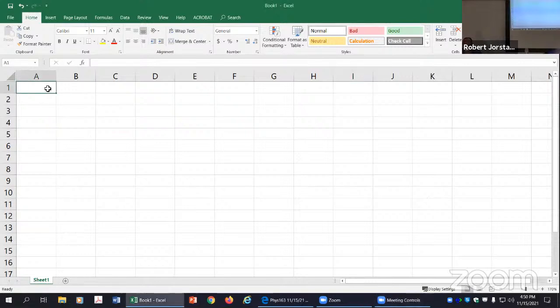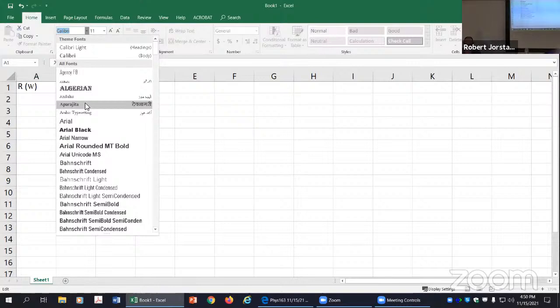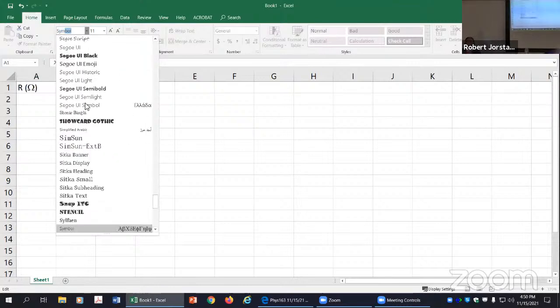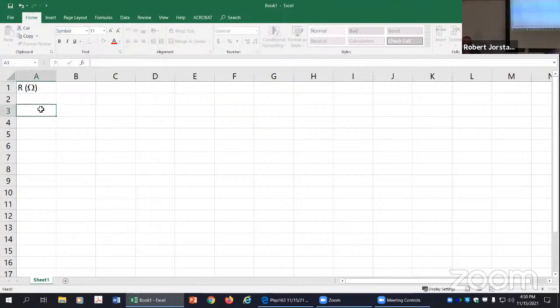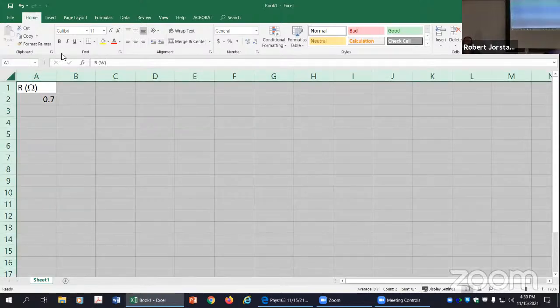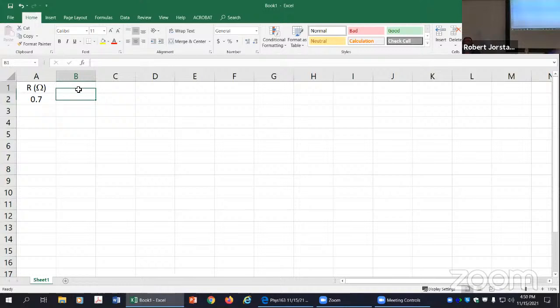All right, so let's start with something simple. Let's say we have a resistor in ohms. I'm not going to worry too much about italics, but I am going to get these symbols right, so I'm going to type SYM for symbol font. And at any time, if you need to stop me, let's just say it's a small resistance, so let's say 0.7. I'm going to center everything just because that's how I like to do it. All right, let's say we have an inductance. Does anybody remember the units for inductance? Henries.